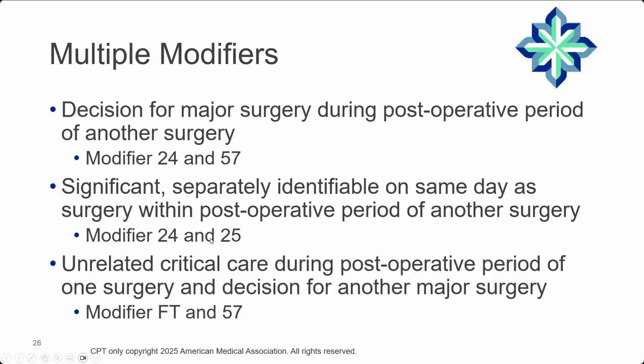Now, again, I really need to look at the documentation. This is one of the things that they kept emphasizing when I was talking to my medical review and other people. They're like, wait, yes. So yeah, you could, but it really depends on what's documented. And I think they said it about 25 times to me. So unrelated critical care during a postoperative period of one surgery and the decision for another major surgery. Again, yes, you could put those two together. It just depends on the situation you have and what you have documented.